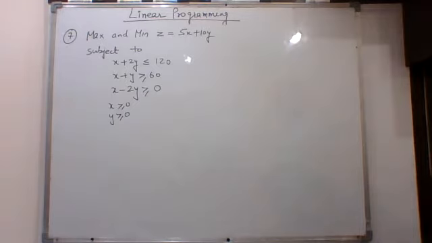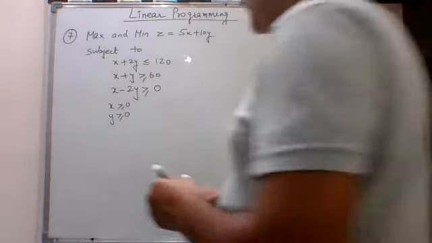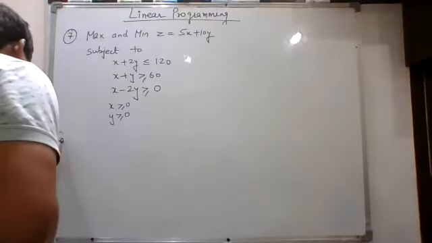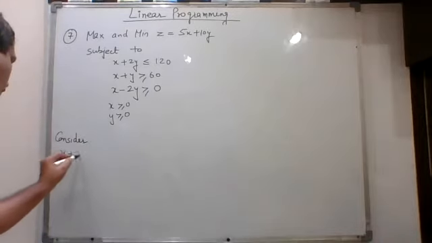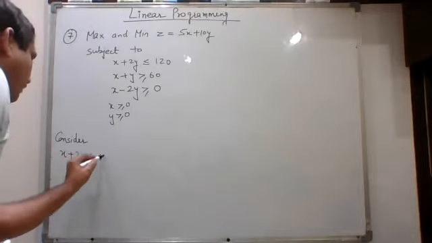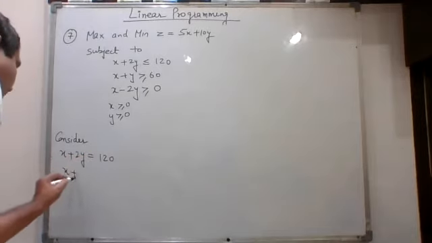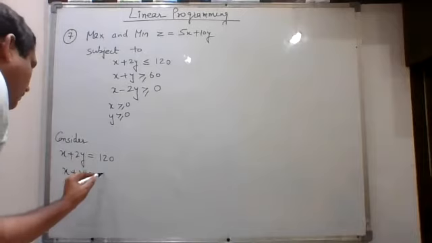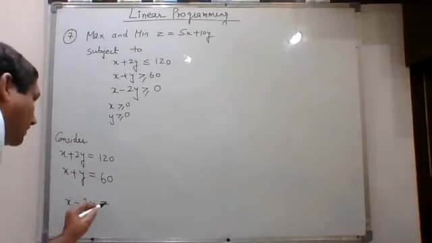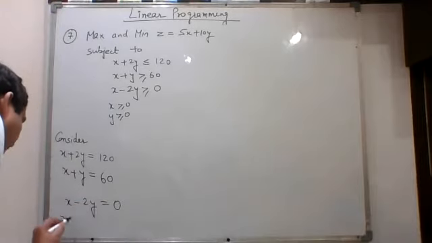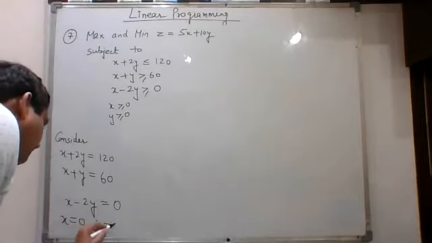So the first step is to plot these constraints graphically. Let us consider all the constraints in equality form. So you will just write: consider x plus 2y is equal to 120, x plus y is equal to 60, and third is x minus 2y is equal to 0, x is equal to 0 and y is equal to 0.